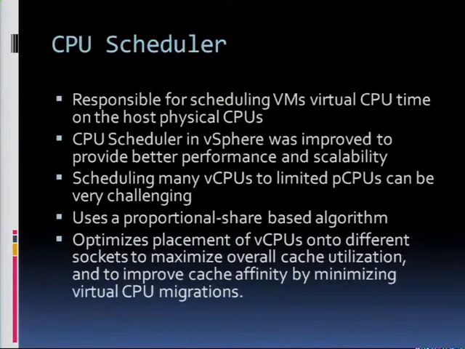It optimizes the placement of virtual CPUs on the different sockets to maximize the overall cache utilization and to improve cache affinity by minimizing the virtual CPU migration. So basically, if a VM is using a particular CPU, that CPU has its own cache, and sometimes it's going to try to keep that VM using that CPU because the cache is already there and relevant to that VM.